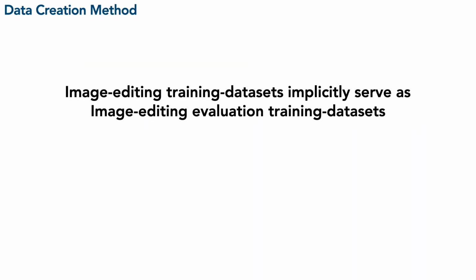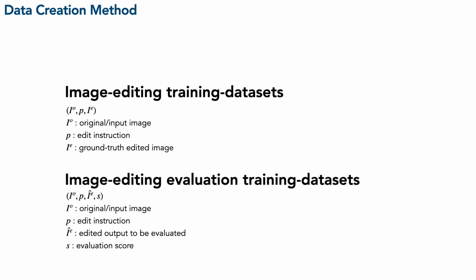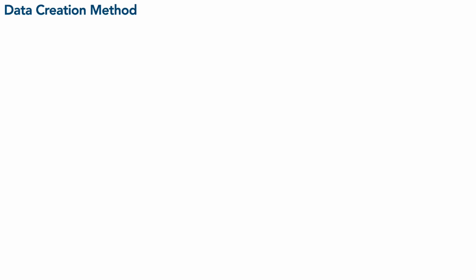To obtain high-quality large-scale training data, we make a key observation that image editing training datasets can be repurposed as training data for image editing evaluation. Samples in both datasets have original images and edit instructions. Image editing training samples have ground truth edits, and image editing evaluation training samples have edited images to be evaluated, as well as their evaluation scores. We can assign ground truth edit evaluation score 1 and original image score 0, since they don't include the change specified in the edit instructions.